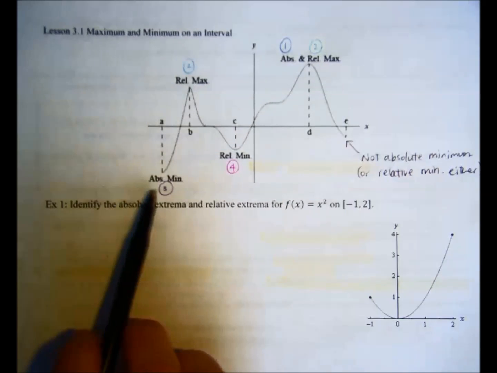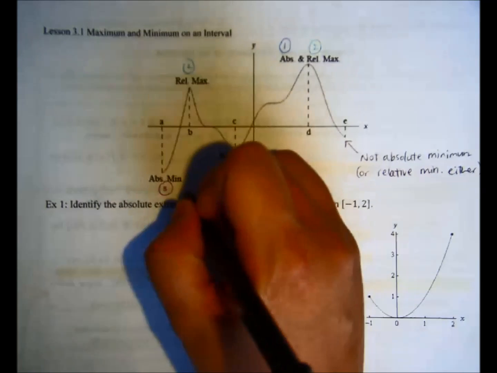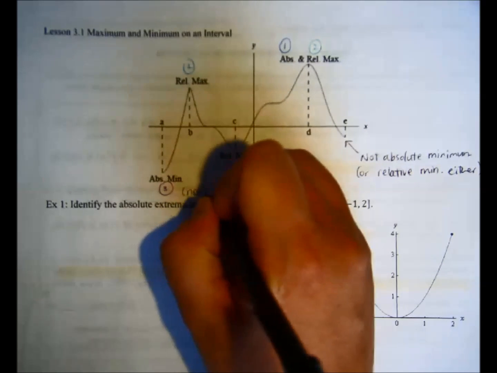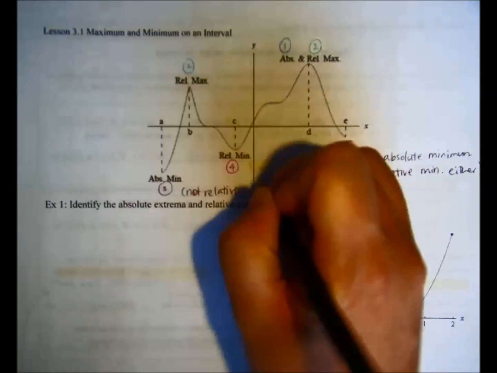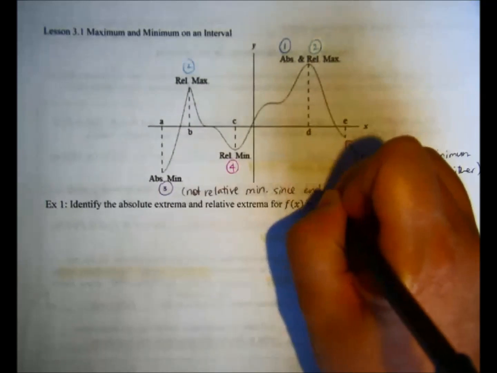And the same reasoning goes for this value here. So this is the absolute minimum, but it is not the relative minimum because it is an endpoint.